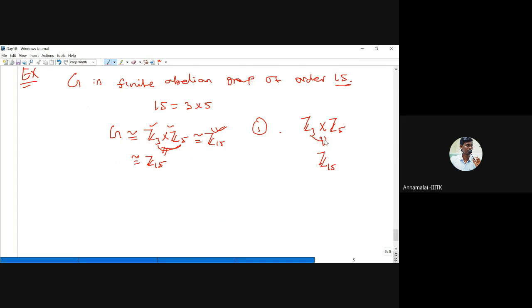These two are isomorphic because the GCD of 3 and 5 is 1. Therefore, this is nothing but the isomorphic product. Therefore, we have only one non-isomorphic group. These are all isomorphic, so we take only one in the collection.